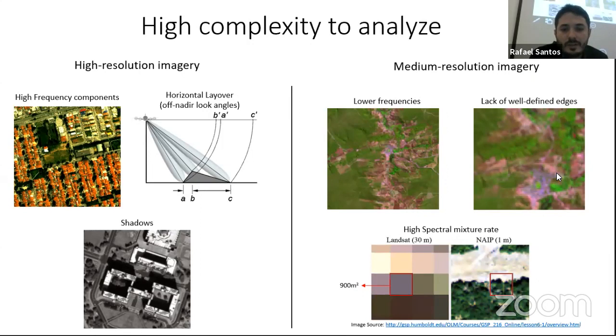And together with this powerful tool, we have increased complexity in the analysis of high resolution imagery. We have lots of high frequencies, horizontal layovers and shadows, and some distortions due to off-nadir look angles and other natures of the image. And for medium resolution imagery, we have lower frequencies, lack of well-defined edges, high spectral mixture, and several other types of distortions.